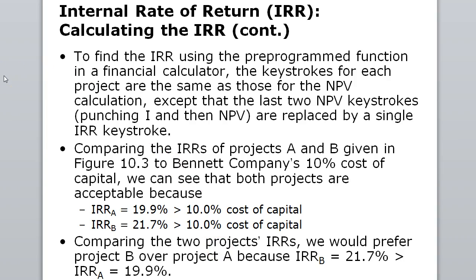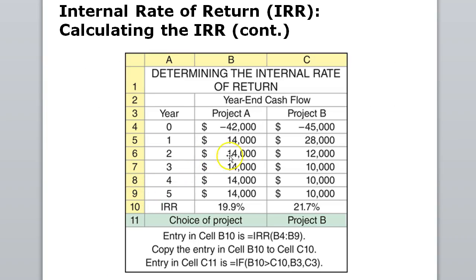To find the internal rate of return, we're going to use spreadsheets, so we can compare the two projects, A and B, because this is not something you can easily calculate with pen and pencil. Spreadsheets are the best way to calculate it. We already showed on that slide that the internal rate of return for A is 19.9% and for B is 21.7%. So if we compare the two projects, we know that project B should be accepted first over project A. But let's see if we can do that in Excel.